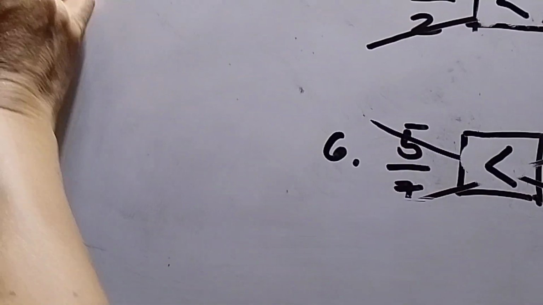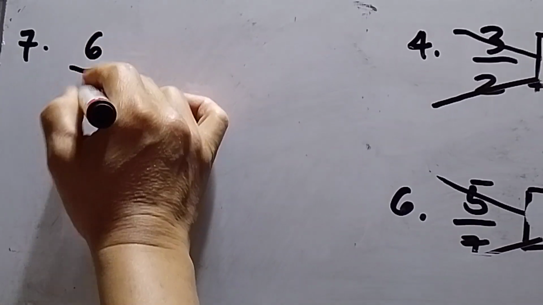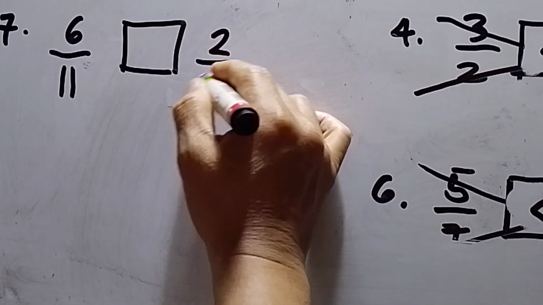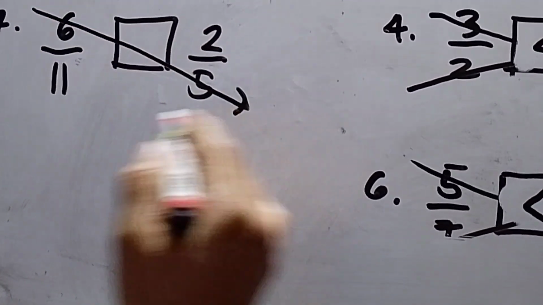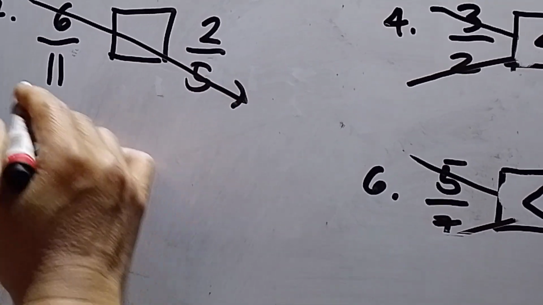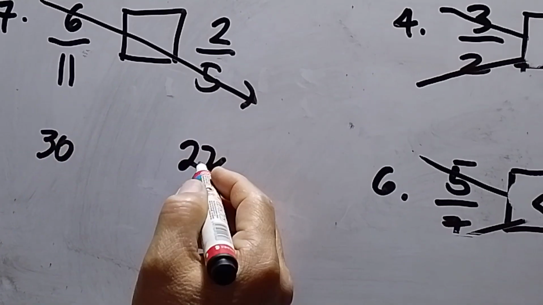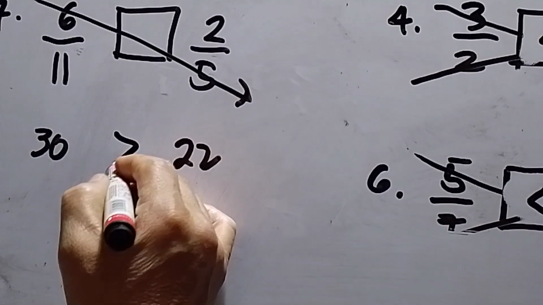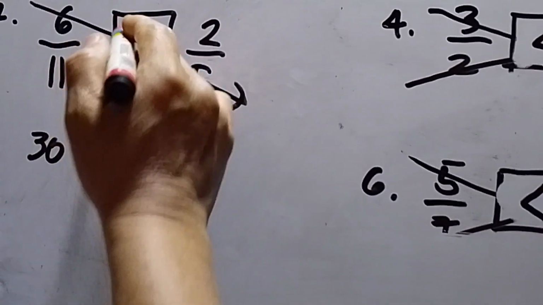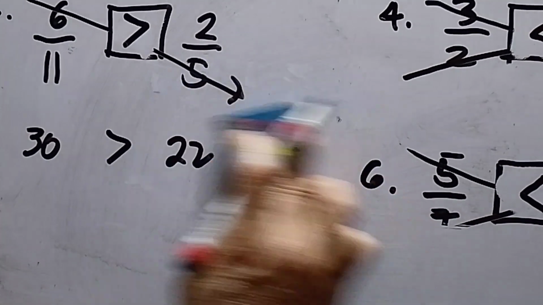Number 7, 6 over 11. And then 2 over 5. Again, this will be cross multiply. 6 times 5 is 30. 11 times 2 is 22. So this one is bigger compared to 22. So I will use this kind of symbol which is greater than. So 6 over 11 is greater than 2 over 5.